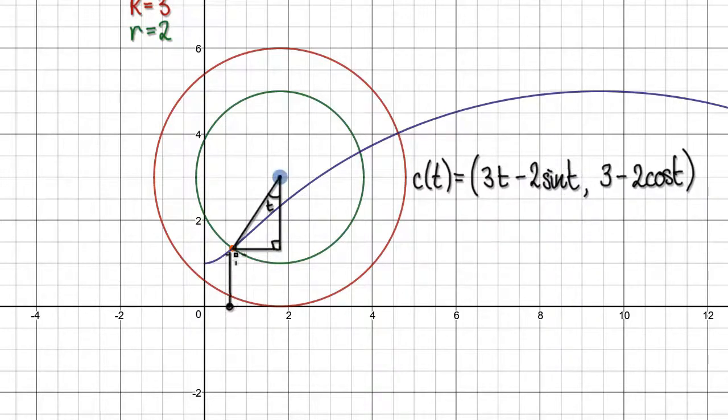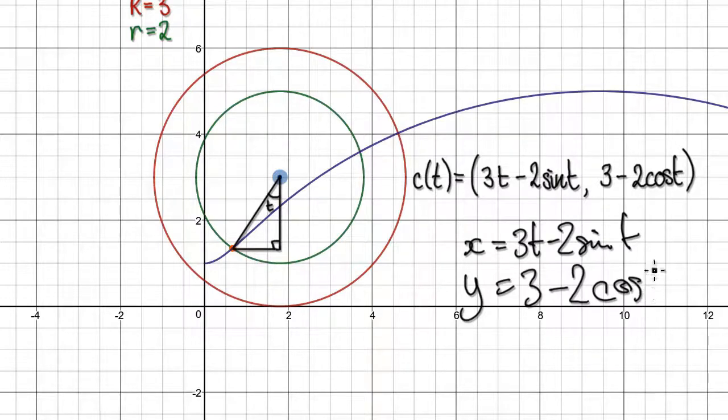If you want to know the height, because you're trying to keep track of this particular point here, the height would be the radius of the big circle, which in our case is 3, take away this length here. This is a radius of 2, the angle is t, so this length here is 2 cos t. So this location in the y direction would be 3 take away this distance. The location of this particular point is always given by this. So the parametric equations will be x equals 3t minus 2 sine t, and y equals 3 minus 2 cos t.